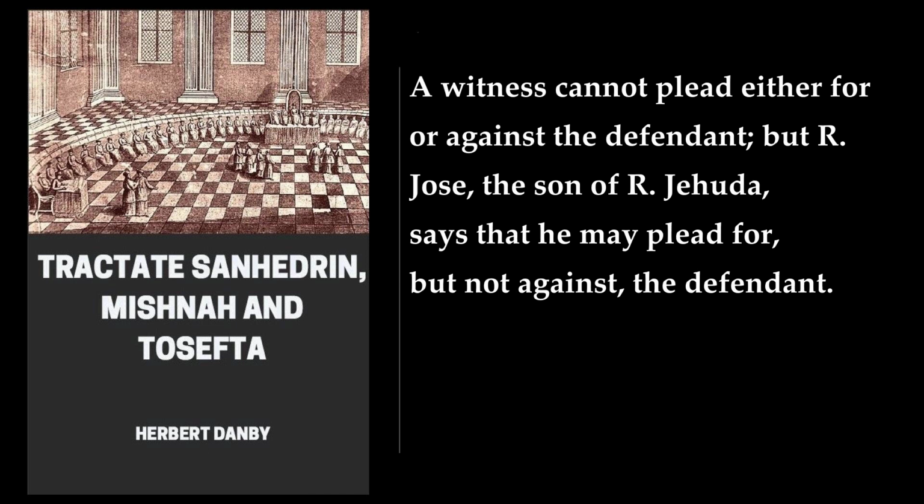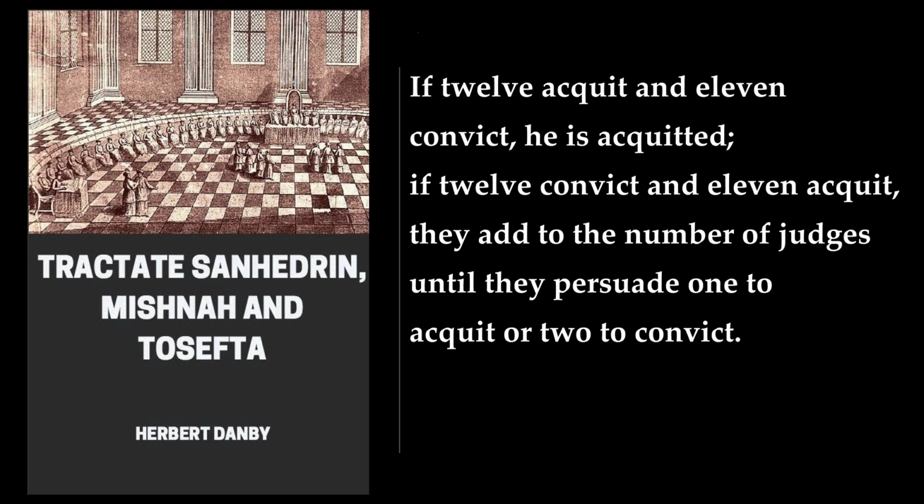A witness cannot plead either for or against the defendant, but R. Jose, the son of Jehuda, says that he may plead for, but not against, the defendant. If 12 acquit and 11 convict, he is acquitted. If 12 convict and 11 acquit, they add to the number of judges until they persuade one to acquit or two to convict.